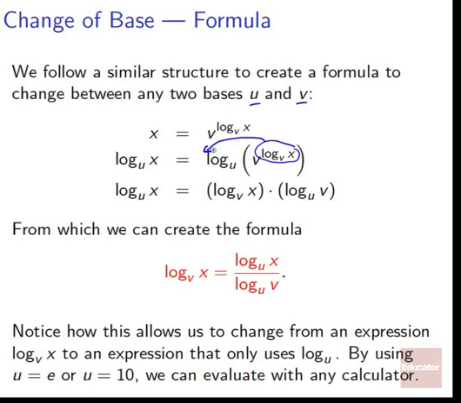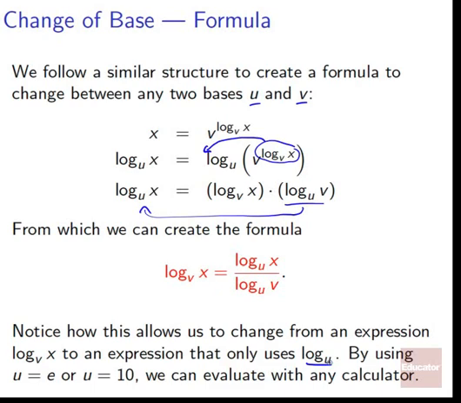At this point, we can create a formula that will have log base v on one side, log base u on the other side. We divide log base u of v over, and we swap the order of the equation. We've got log base v of x equals log base u of x over log base u of v. Notice that this allows us to change from an expression log base v of x into an expression that only uses log base u.